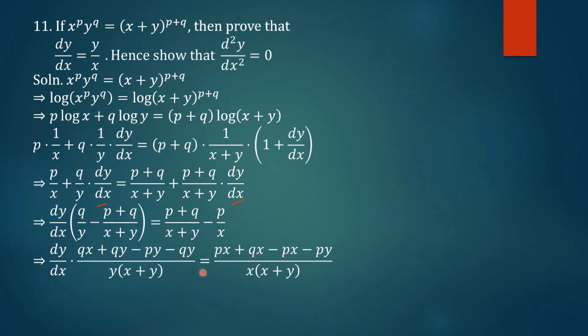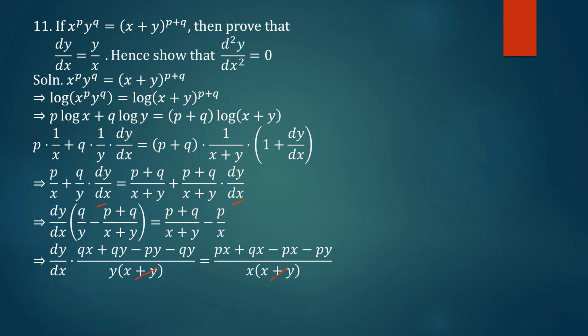In a similar way on the right hand side also, x into (x plus y) is cancelled, so (p plus q) into x, it is px plus qx, then this minus x is cancelled, p into this term, so px minus py. Okay, now you see the common terms on both sides, x plus y, x plus y. You see, this x plus y will get cancelled.